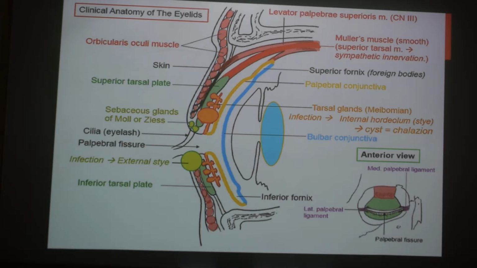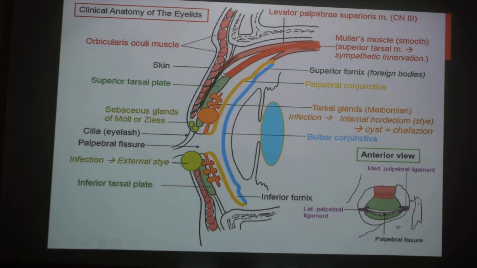And you should know that the major function of orbicularis oculi is to close the eye. And it is supplied by the facial nerve. So the zygomatic branch of the facial nerve is going to supply the orbicularis oculi. So if you have a facial palsy, you would not be able to close the eye. So that would lead to dryness of the eyes and other things would happen.